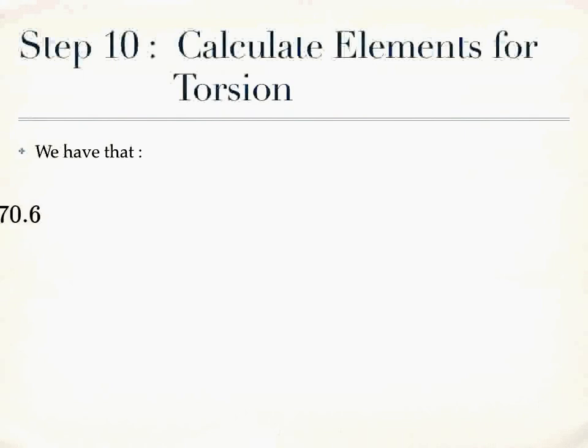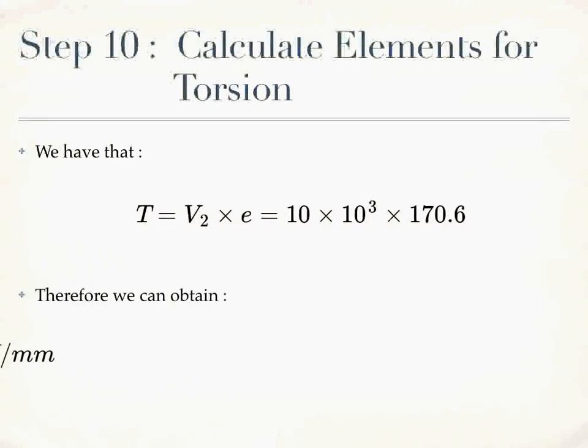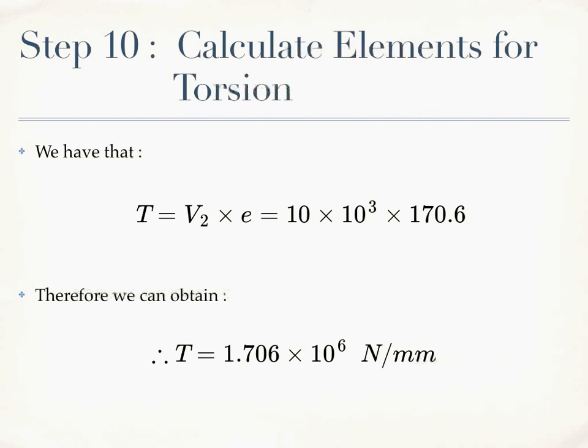For step 10, we're going to look at the last part of the question, which is asking us to report the maximum shear stress present due to shear force and due to torsion. We can start by calculating torsion, which is the force V2 acting at the top of a channel section, multiplied by the lever arm E we just calculated, giving us a value of 1.706 times 10 to the 6 newton millimeters.